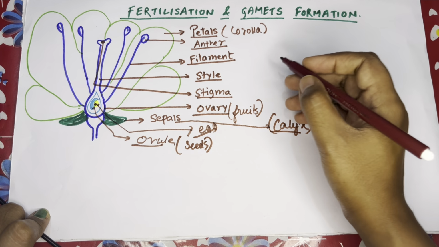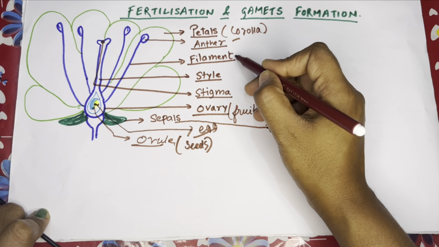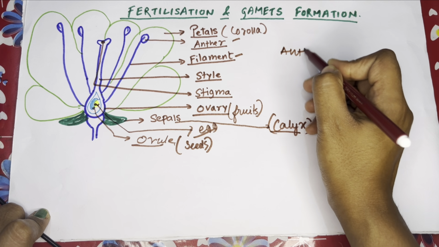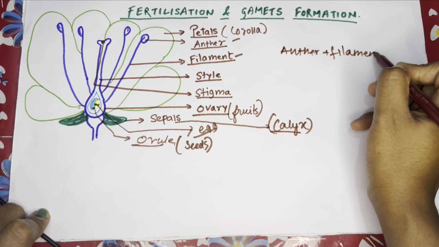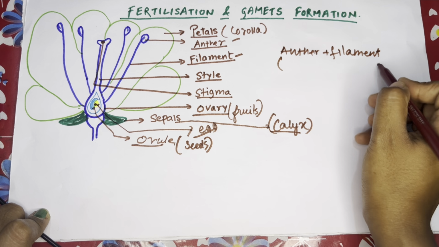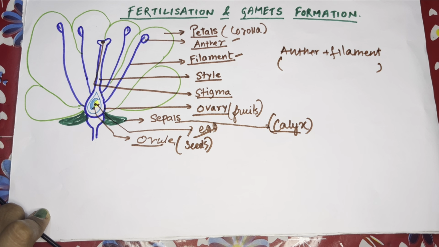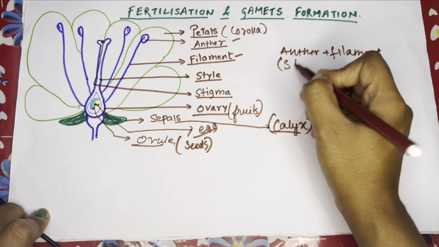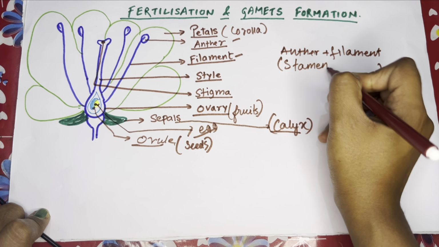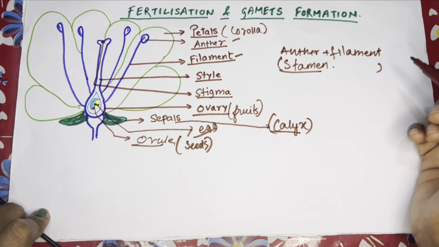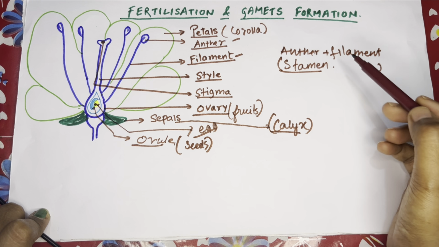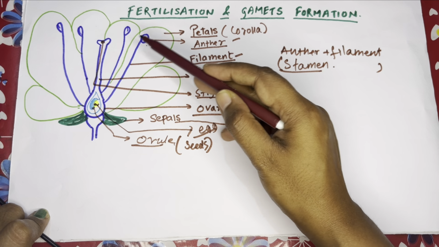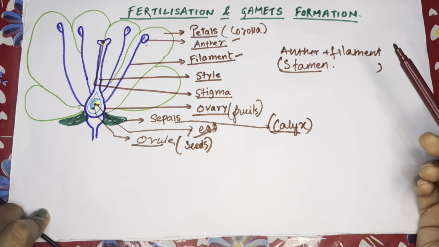Now see, anther and filament. Anther plus filament together make the male reproductive part of the flower, which we call stamen. What is stamen? Stamen is the male reproductive part of the flower, which is composed of anther plus filament.